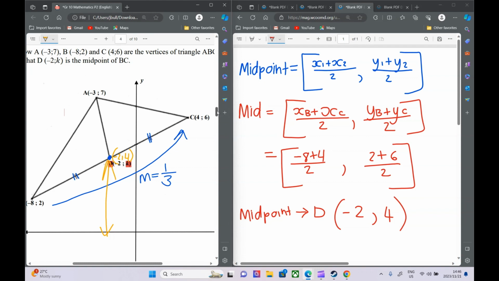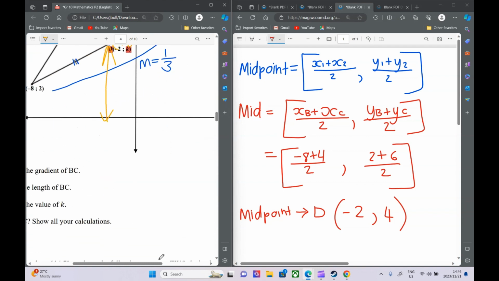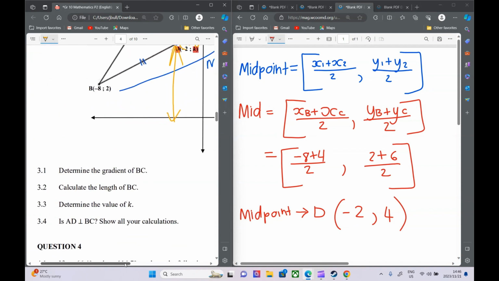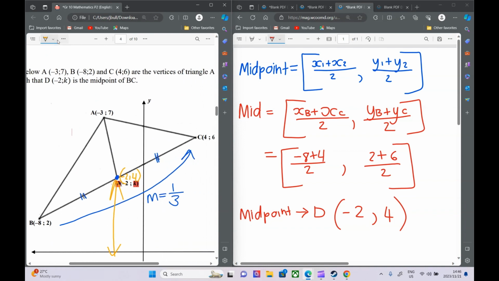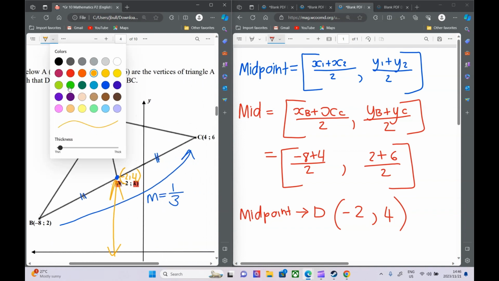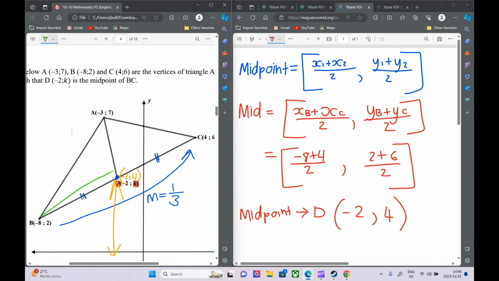Okay, and then let's see, I think one more question. Is AD parallel to BC? Okay, so let's just have a look at this. In bright green, let's do that, they want to know, is AD parallel to BC? So is this line here parallel to that line there?